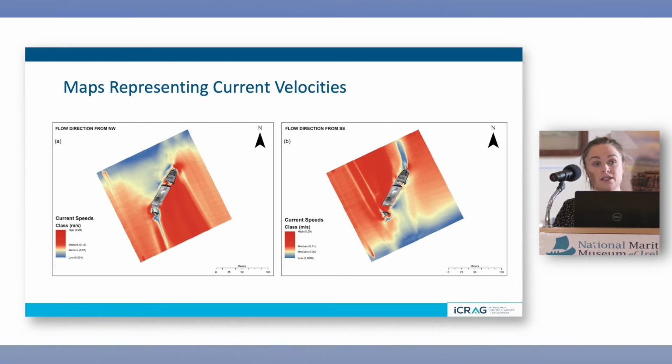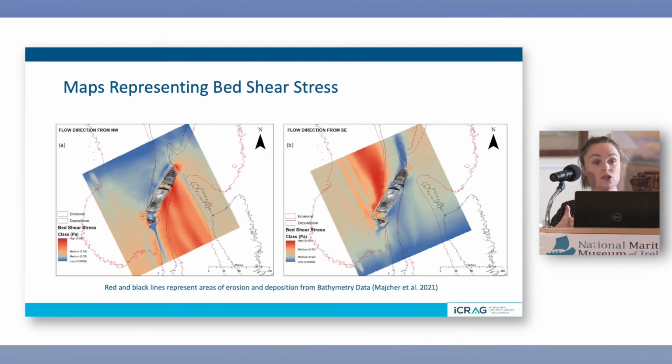And what we then did was we also looked at the bed shear stress at this site, and laid on top of that, in the red and black lines, those areas of erosion and deposition that we could detect from the bathymetry data. And there's quite a fantastic correlation there, which helps validate the modelling that we're doing.